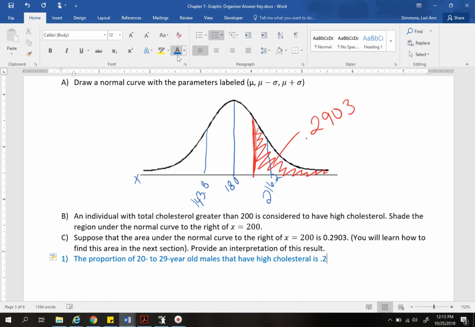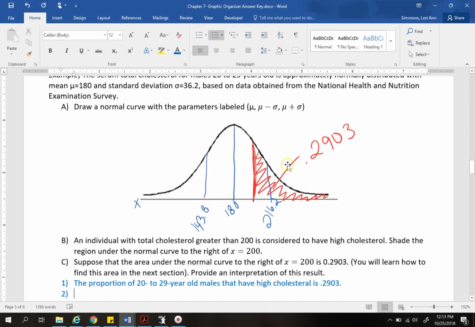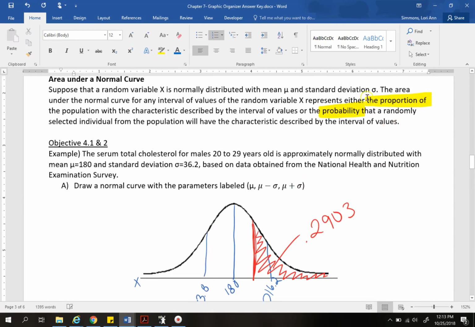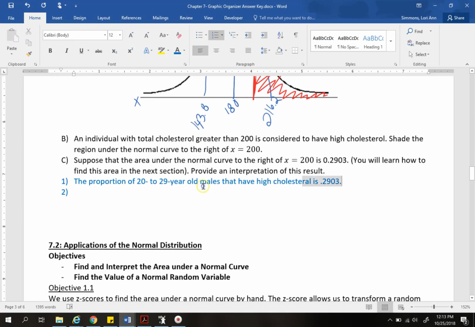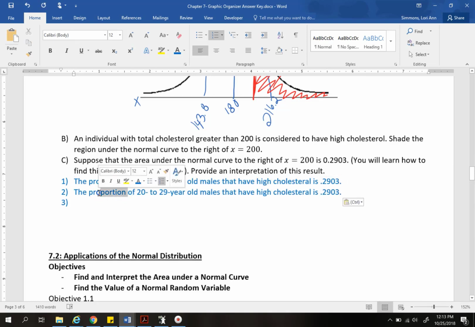is 0.2903. Second interpretation, so we just did the proportion, now do the probability interpretation. So instead of proportion, we have probability that have high cholesterol is, and change that to a percent, 29.03%.